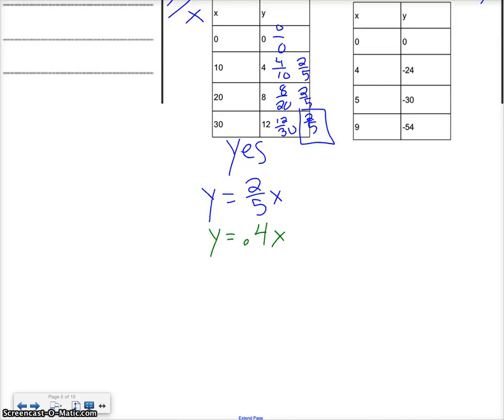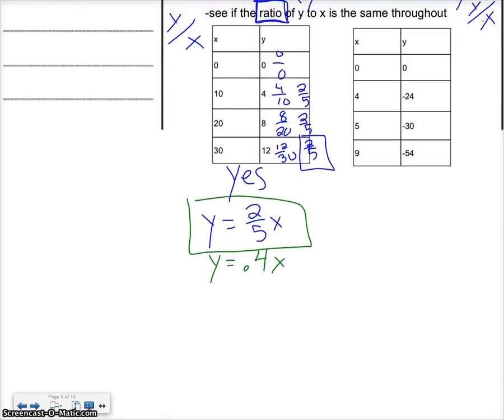10 times 0.4 is 4. 20 times 0.4 is 8. 30 times 0.4, what do you know? It's 12. You sure can. But at first, we didn't think you could, did we? We said, nope, can't do it. Because in our heads, we couldn't think, what do you times 10 by to get 4? You didn't think, oh, clearly you times it by 0.4. You don't think that right away.